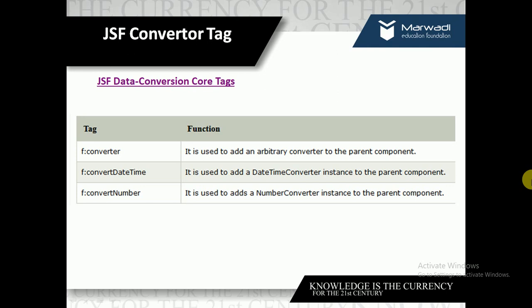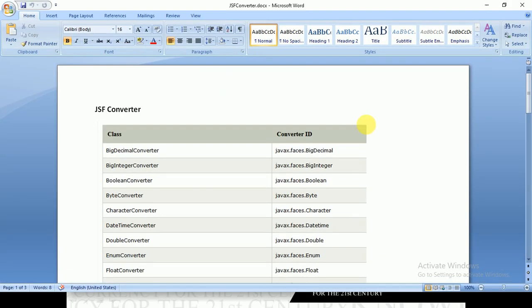Along with that, we have one more converter which works specifically with numbers, and it adds converters which convert your number into a specific format. Suppose you want only percentage, or if the number is a double, after the fraction you don't want the values, you want only integers. Such conversions you can do with the help of the f:convertNumber tags. So let us see the list we have.